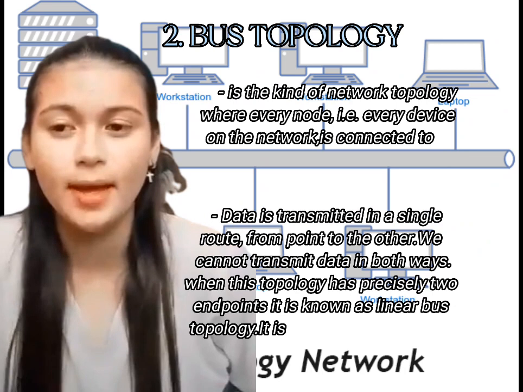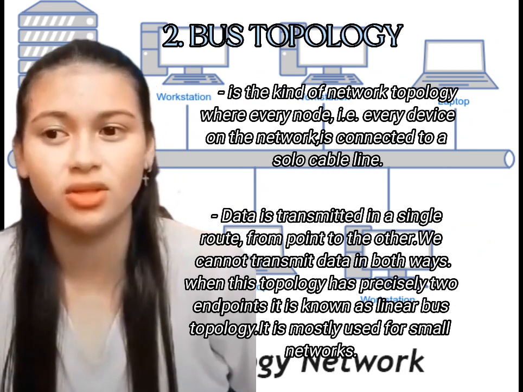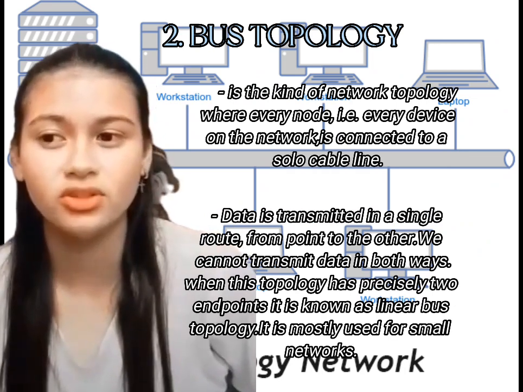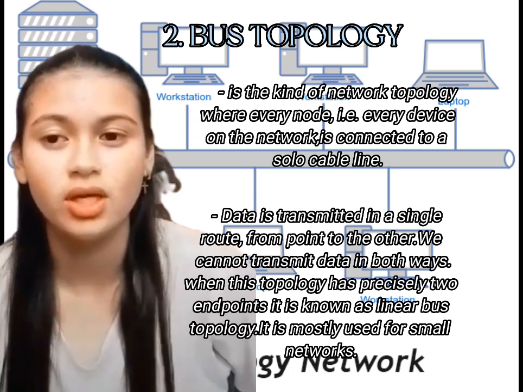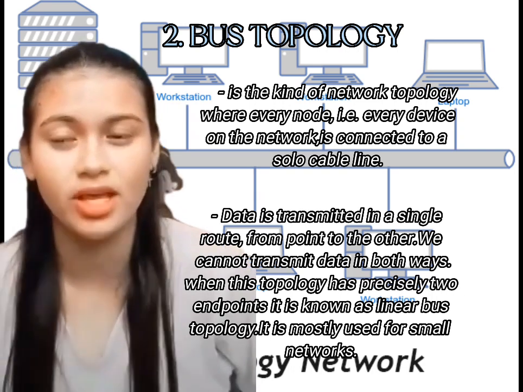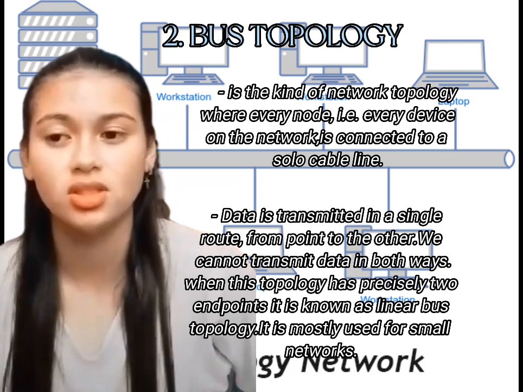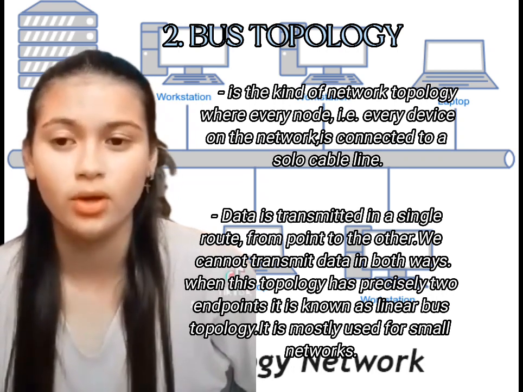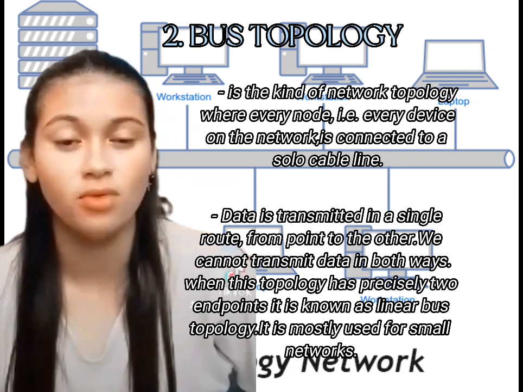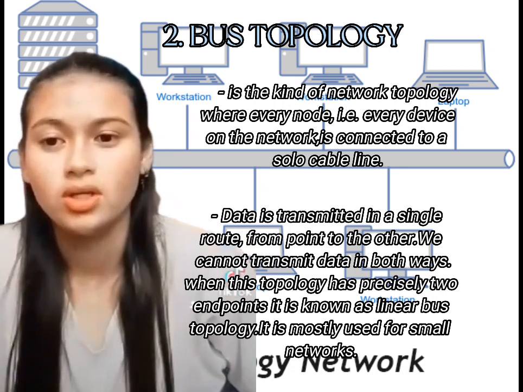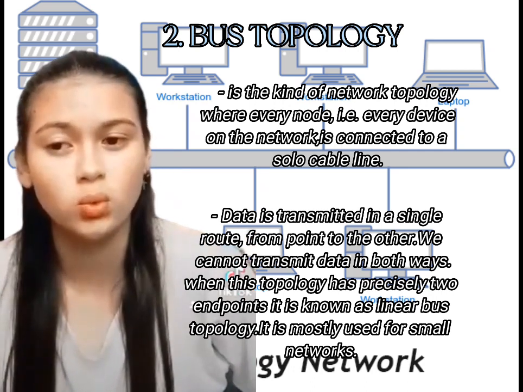Bus topology. Bus topology is a kind of network topology where every node and every device in the network is connected to a solo main cable lane. Data is transmitted in a single route from one point to another. We cannot transmit data in both ways. This topology has precisely 2 endpoints.